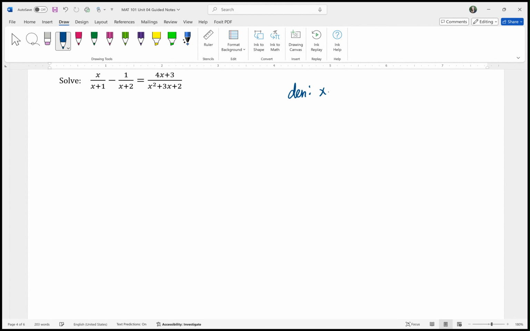We have x plus 1, x plus 2, and x squared plus 3x plus 2. Okay, before you go figuring out the LCD, I want you to factor any denominator that you can. So we've got x plus 1, x plus 2, x squared plus 3x plus 2. That x squared plus 3x plus 2 can be factored. The other two they can't. They're good to go. So looking at x squared plus 3x plus 2, let's factor by grouping.